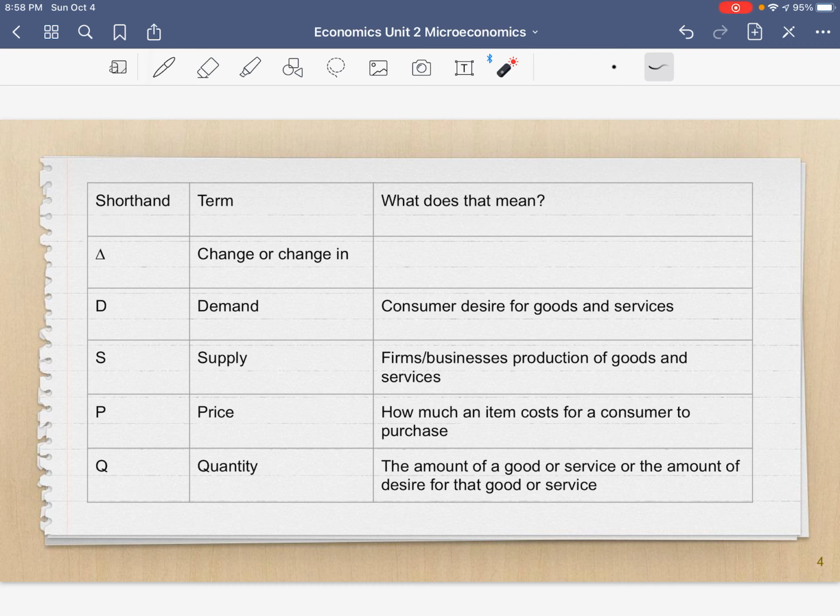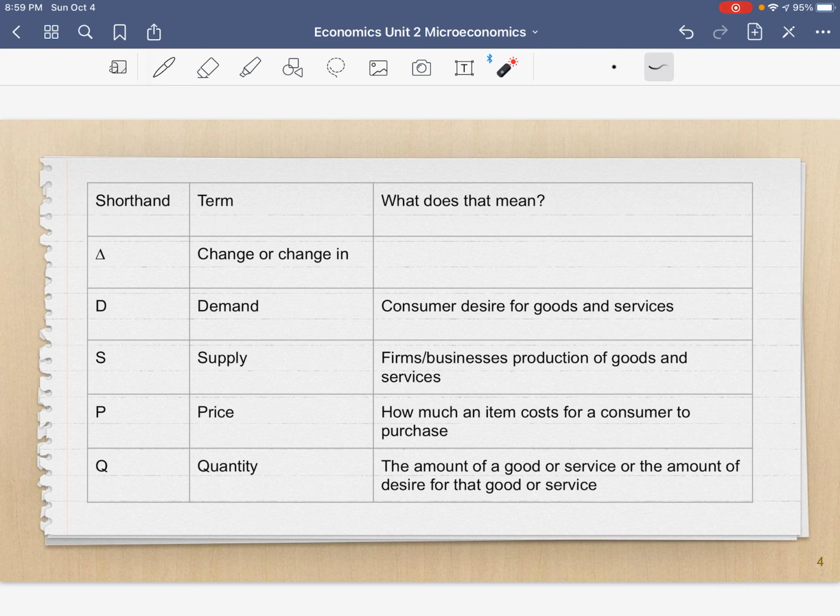So D, we shorten it by saying demand. So we could take a pretty long sentence on a graph, a change in demand, and just say change in D, okay? Supply is the same thing. Supply is shorthanded with an S, and it means that firms, which is another word for businesses, produce something. They supply things for us to buy. We demand things, businesses supply things. For example, I am supplying you an education right now. You are demanding learning, even if you don't want to demand learning.